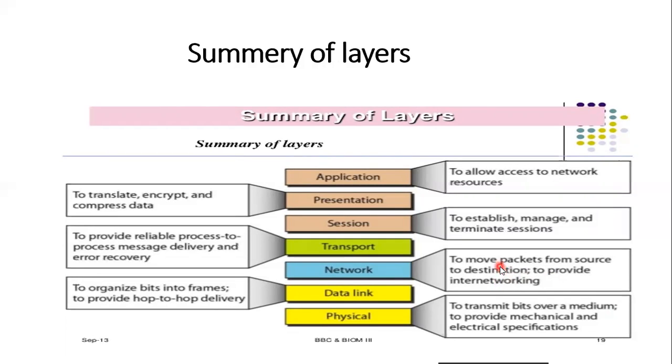Here, the messages are converted into packets and then transmitted from source to destination. Then the transport layer provides reliable process-to-process message delivery and error recovery. So error recovery and flow control are done in the transport layer. Then the session layer establishes, manages and terminates the sessions. Then the presentation layer translates, encrypts and compresses the data. Then the application layer allows access to the network resources. So these are the various layers in the OSI model.